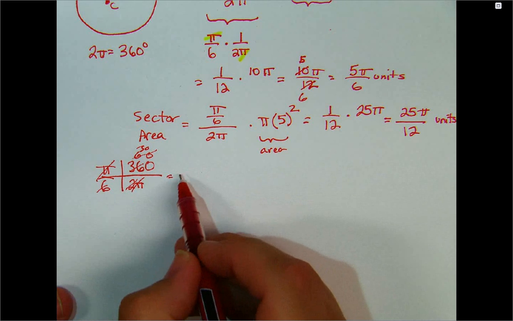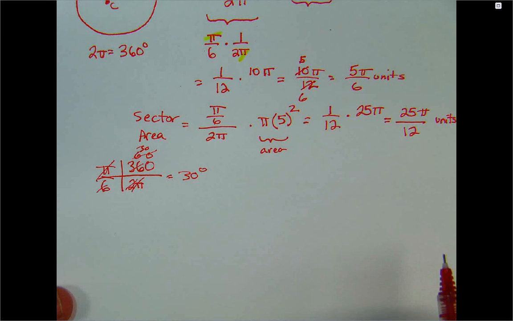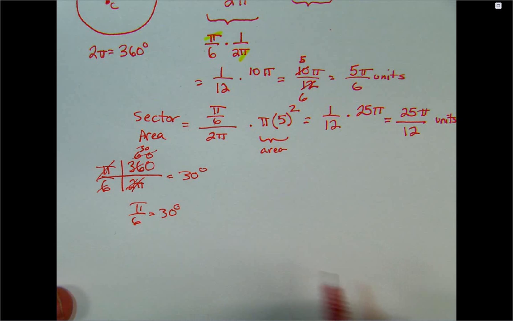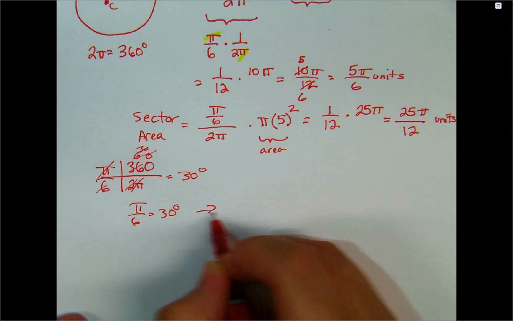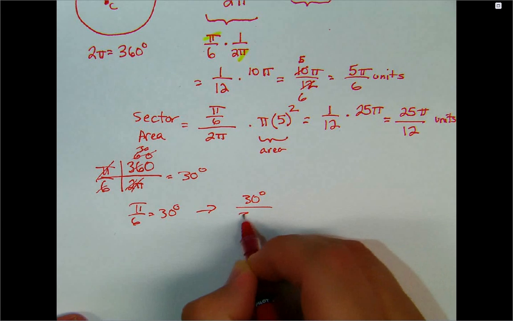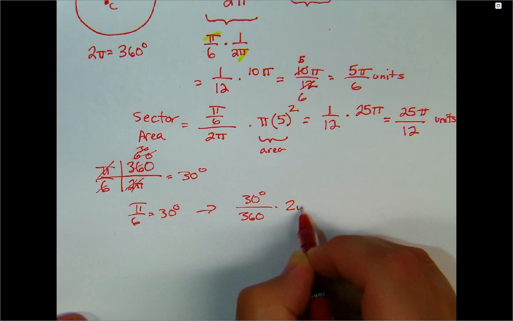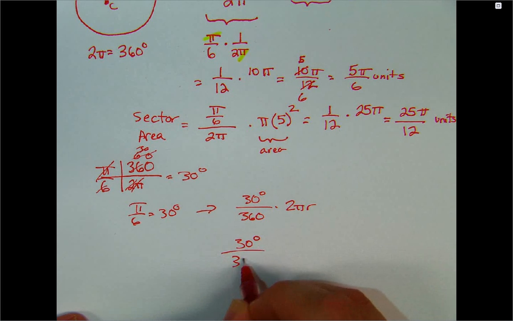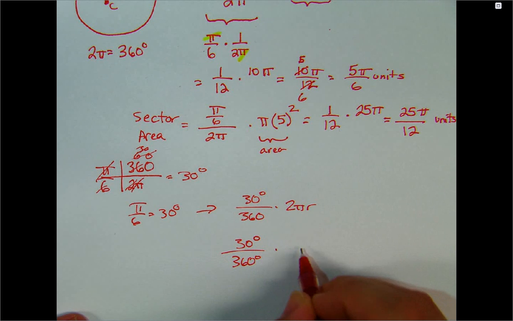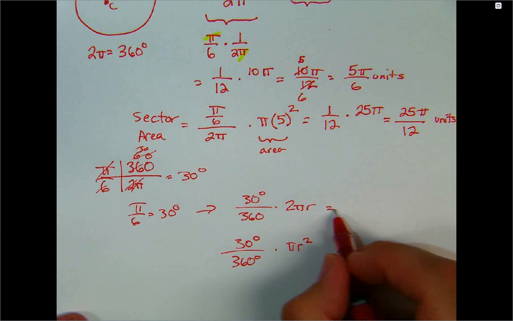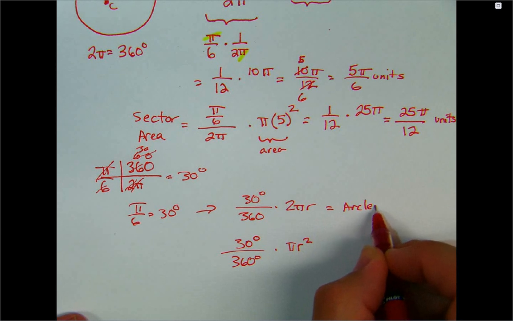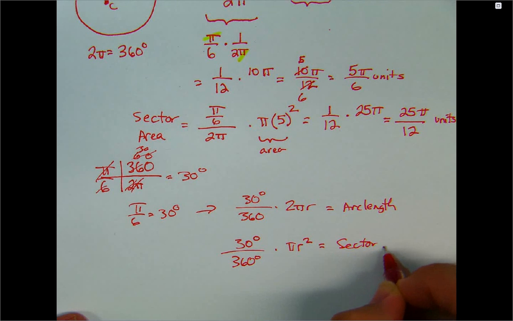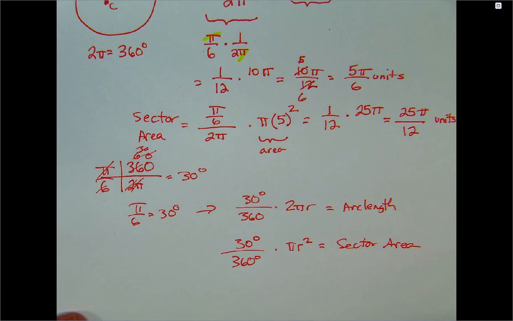And then you could say, all right, now I'm just going to do 30 degrees over 360 times 2 pi r. And then I'll use 30 degrees divided by 360 degrees times pi r squared. And that'll be your arc length. And there's your sector area. So if you want to convert it, that's how you convert it.